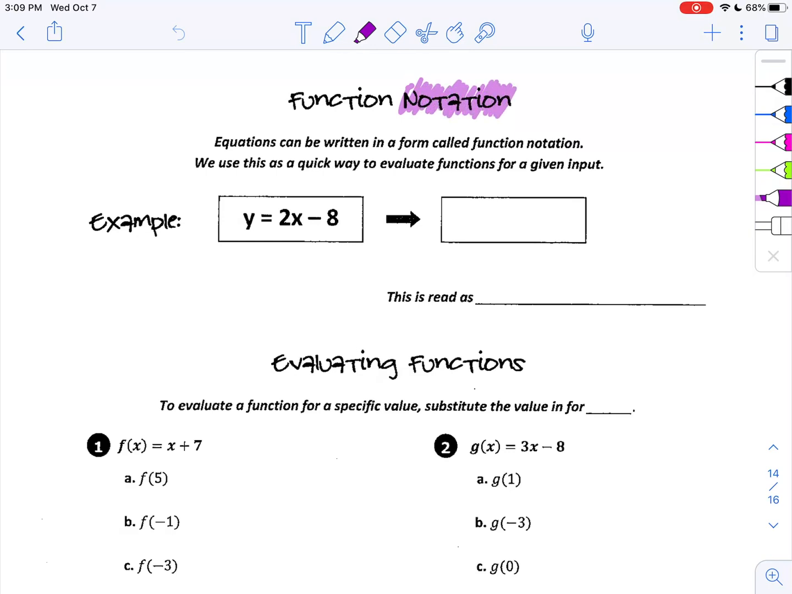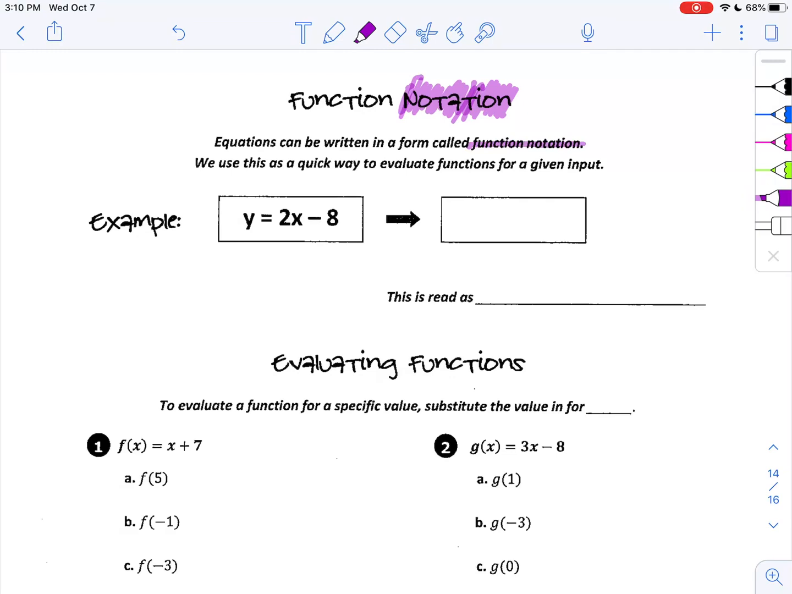So now that we know the difference between a function and a relation, we can denote or write a function in a specific way to communicate that it is a function. So the equation can be written in a form called function notation. This is a very important vocabulary word. We use this as a quick way to evaluate functions for a given input.